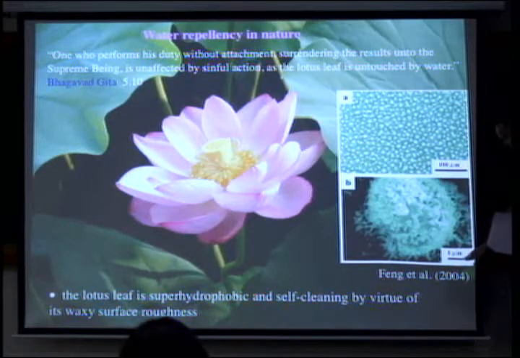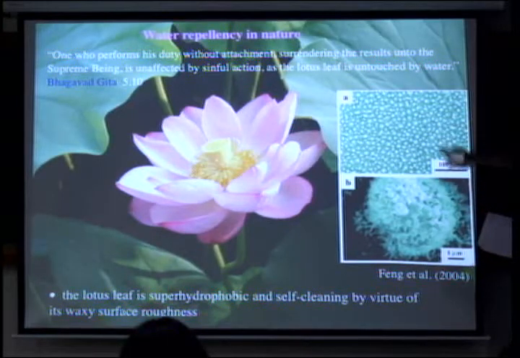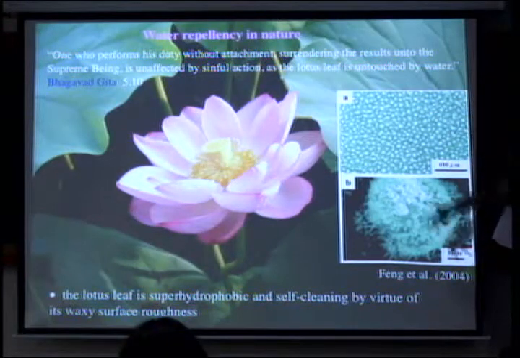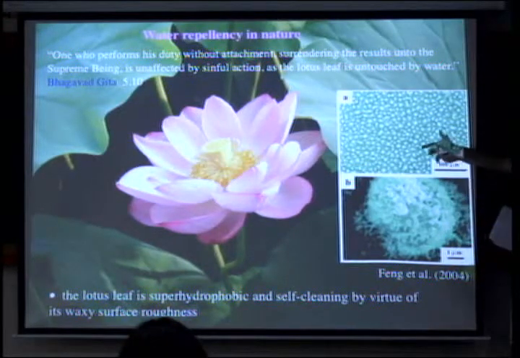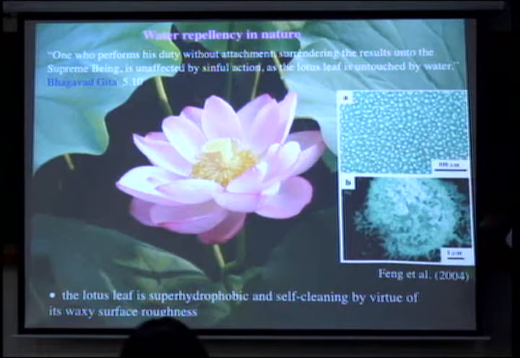So down to the micron scale, you have basically bumps. And you see these bumps have bumps, and the bumps have bumps. So you have this hierarchy of texture, and also the surface is waxy. Okay, so water doesn't like to be on wax. The contact angle is high.